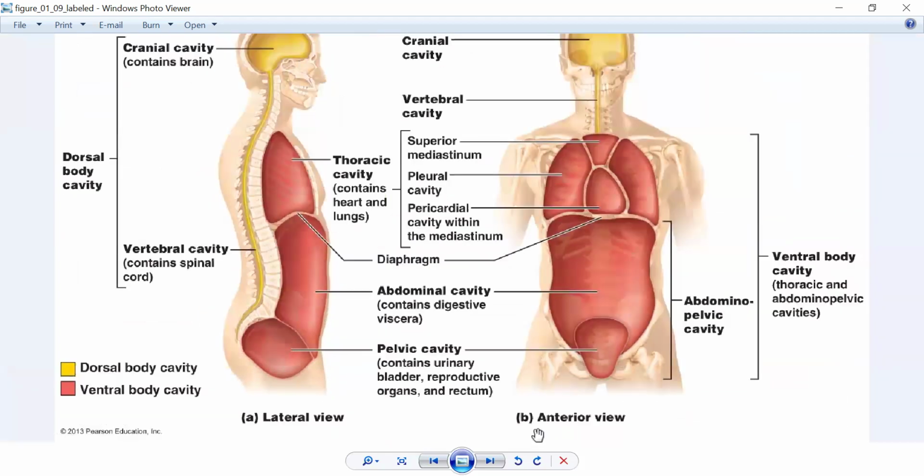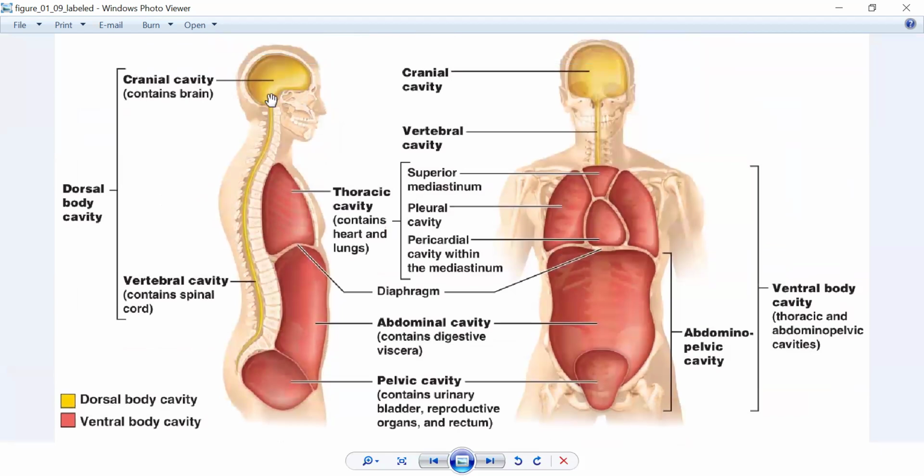Now, let's say I want to be more specific. So let's say we had an exam in lab. I'd want the specific answer. For example, what dorsal body cavity protects your brain? Well, it's called the cranial cavity. Yes, it's a dorsal cavity, but specifically protecting the brain, I would refer to it as a cranial cavity. What dorsal cavity protects your spinal cord? Well, it's called the vertebral cavity. Yes, again, it's a dorsal body cavity, but if I asked you specifically which dorsal body cavity protects your spinal cord, I would hope you know it as the vertebral cavity.